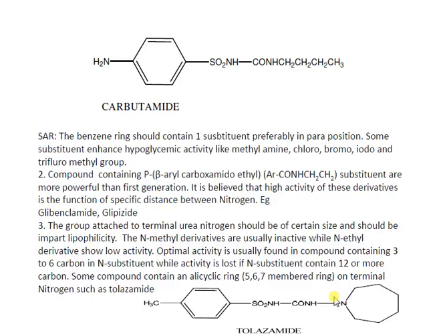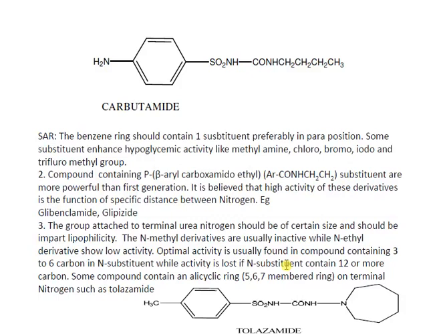Some compounds contain an alicyclic ring, a 5-6-7 member ring, on the terminal nitrogen, such as tolazamide. This is the terminal nitrogen. This nitrogen is a part of this alicyclic ring system. These are the SARs of this.